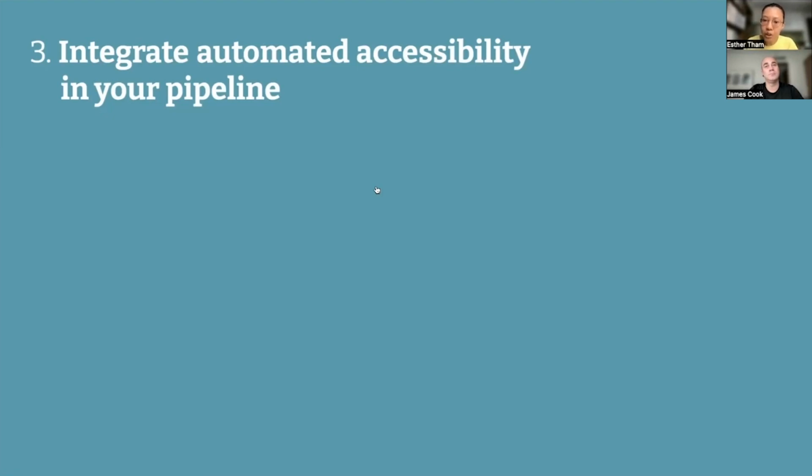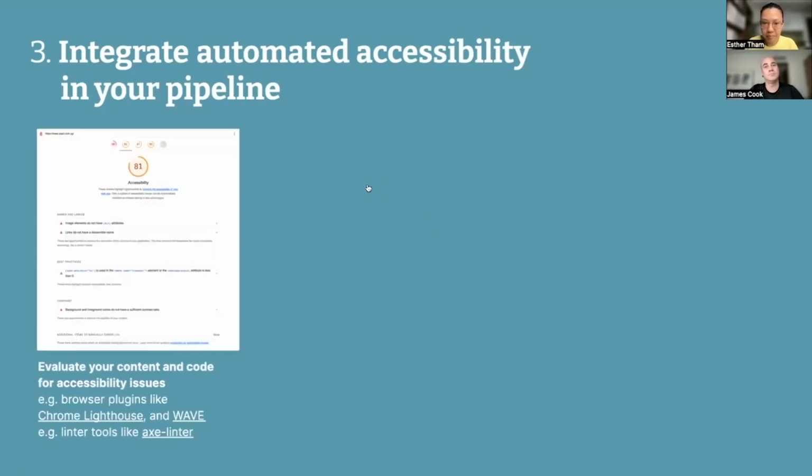Here are some ways in which you can automate accessibility in development. Evaluate your content and code for accessibility issues to debug, such as checking correct markup and contrast. You can use browser plugins like WebAIM's Wave, Chrome's Lighthouse, and Deque's axe DevTools to evaluate directly within your browser. For developers who prefer to use linter tools, there is Lighthouse CI, ESLint, and axe Linter, to name a few.